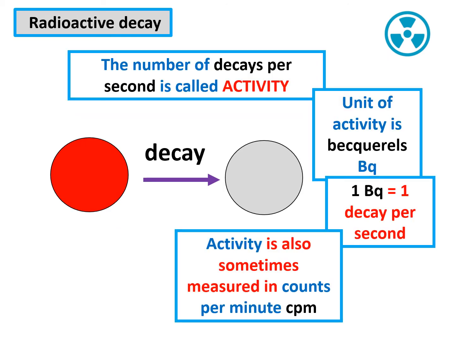Now the number of those nuclei that change from unstable to stable per second, the number of decays per second, is called the activity. The unit of activity is the becquerel, Bq. So 1 Bq equals 1 decay per second. Activity is also sometimes measured in counts per minute. So that's how many decays happened in 1 minute.